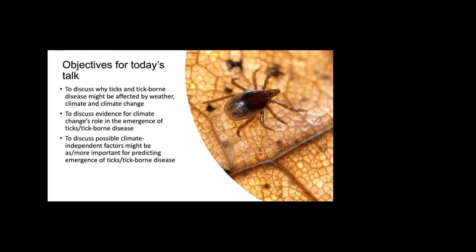And I'll just provide a little bit of evidence, and then also just remind us that even though the topic is about climate change, there are probably other climate-independent factors, as well as some other factors that might be interacting with climate, that could be just as important or more important for the emergence of ticks and tick-borne disease. But today we'll dig down into learning more about the biology of ticks, so that if nothing else, you know more about that, and how other factors, such as you might hear about biodiversity or landscape, land use, change in patterns, might also affect the emergence of ticks and tick-borne disease.